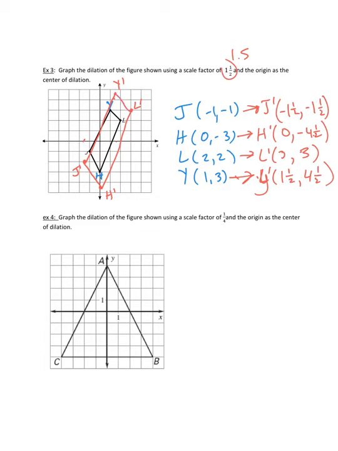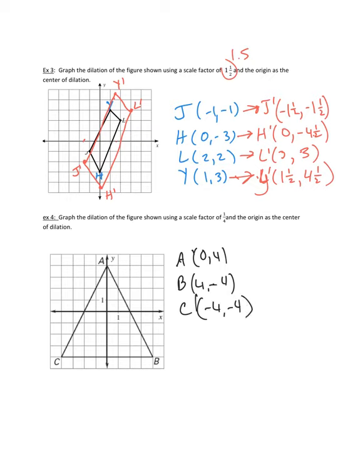Okay, and the last example, you have a scale factor of 1/4. So again, I'm going to first figure out my coordinates. So my A is at 0, 4. B is at 4, -4. And C is at -4, -4.